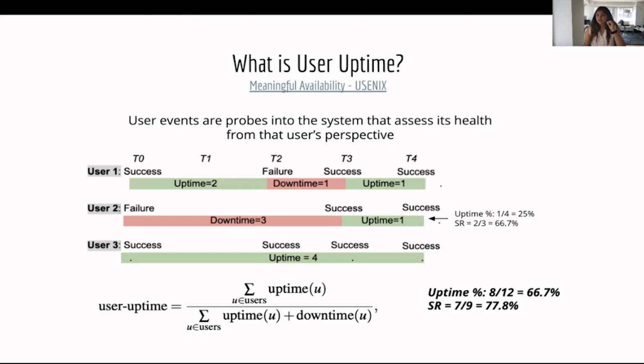I think the user 2 example here is pretty interesting to illustrate the difference between uptime and success rate. For this particular user, they only made 3 requests and 2 out of 3 of them were successful, meaning that their SR is actually around 67%. But they spent 3 time units, so we can say seconds, just on a failed experience, being frustrated with Pinterest, and they only had 1 second of uptime or successful experience. So their uptime percentage was much lower, around 25%. In this case, the user actually had a much worse experience than success rate is representing.